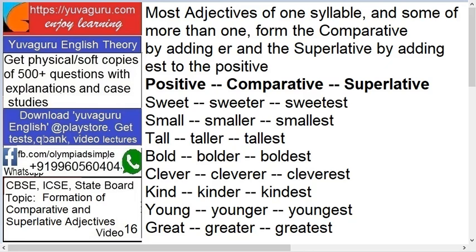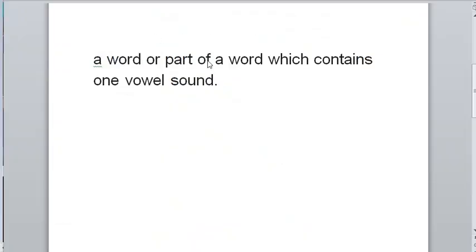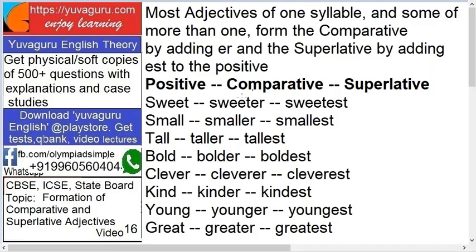Now what is a syllable? A word or a part of a word which contains one vowel sound. What are vowels? A, E, I, O, U. What are consonants? All the remaining. So vowel sound. Sound means what? See here, sweet. It has a major sound of E. Small. It has a major sound of O, meaning A. Tall, major sound of O, meaning A. Bold, major sound of O. Clever, then E. Clever means the E sound is more. Kind, I sound is more.